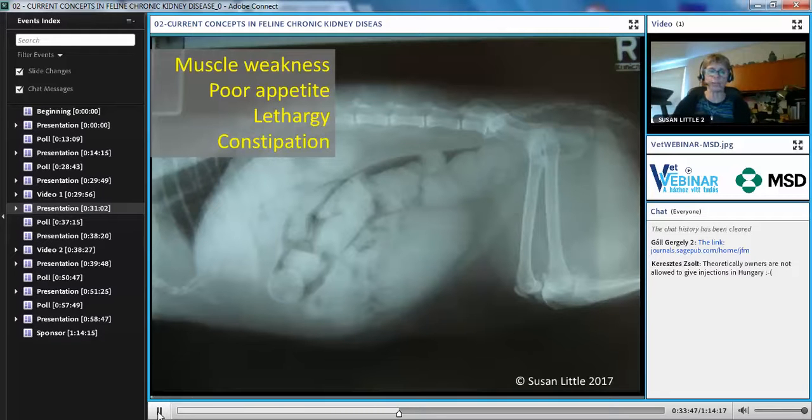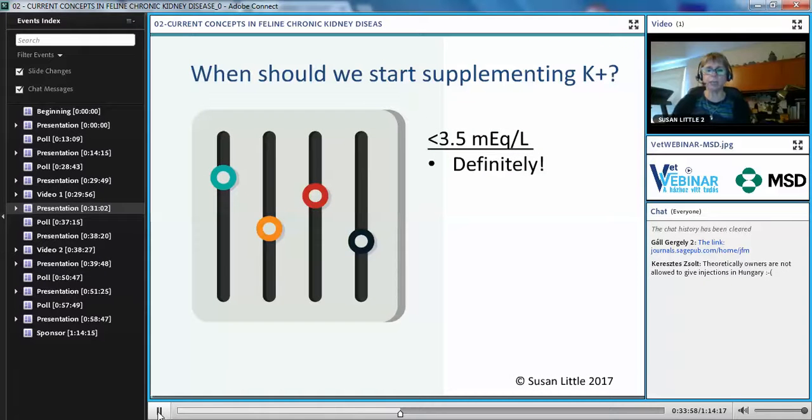for normal intestinal function. So this is a radiograph of a cat with chronic kidney disease that is also suffering from constipation, and sometimes the constipation in those chronic kidney disease cats really just needs to be treated by making sure the cat stays well hydrated and making sure the cat has normal serum potassium levels.